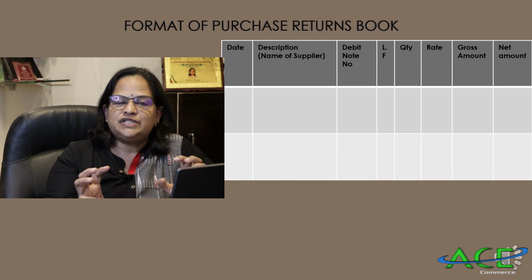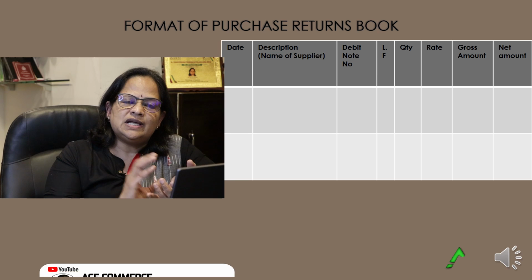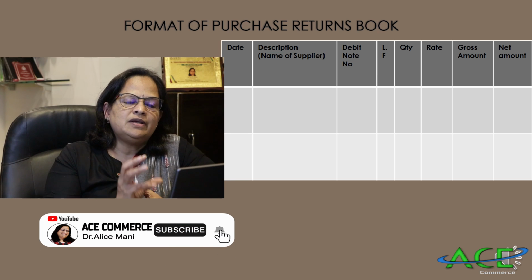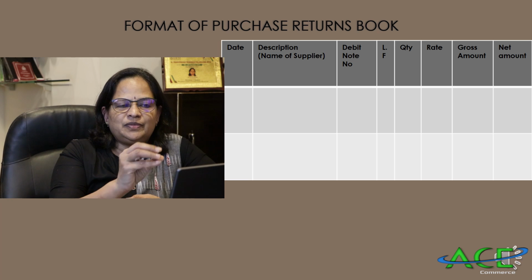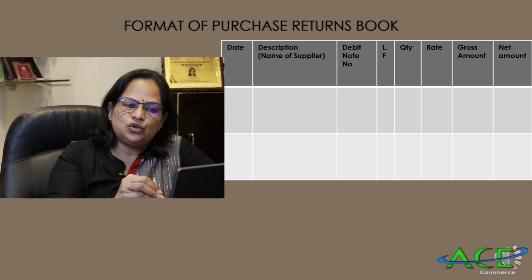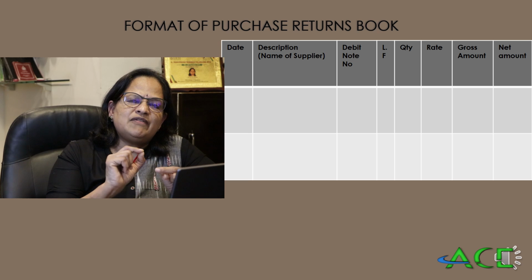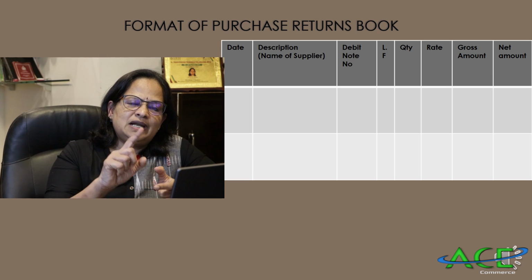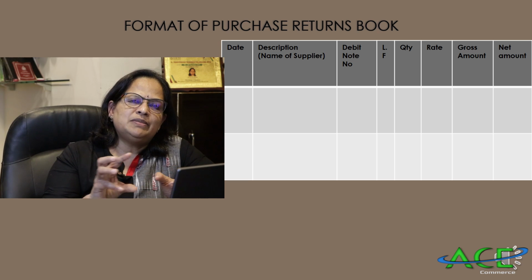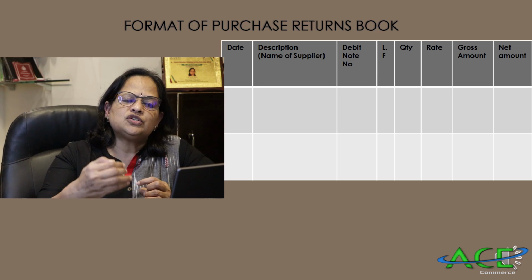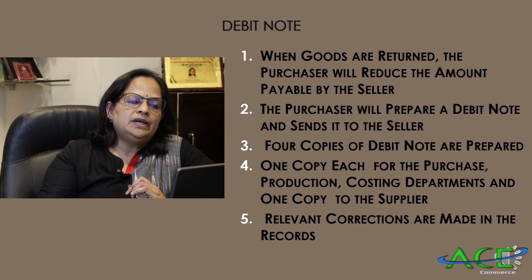Now the format of the purchase returns book I have given. In the last module also I explained that the purchase book also has 8 columns. First is date, description, the name of the supplier, debit note, ledger folio. When we are doing the problems, we will not record this, but in actual business practice, they will record that because they will have references to give. The bill will be there, ledger folio, which ledger page number, all those references they will give. The quantity purchased, the rate, the gross amount and the net amount.